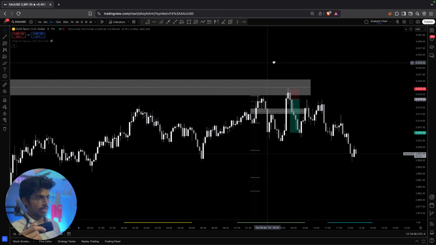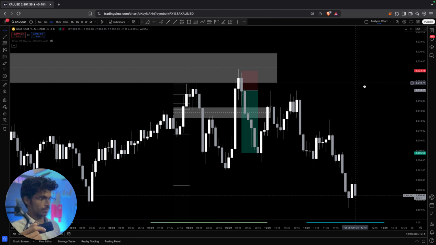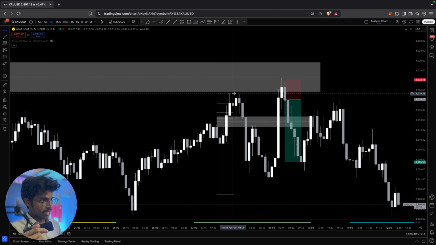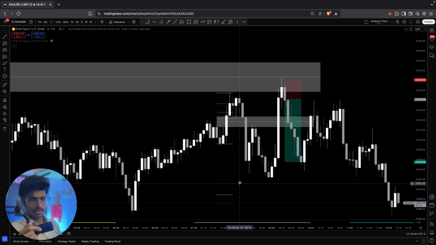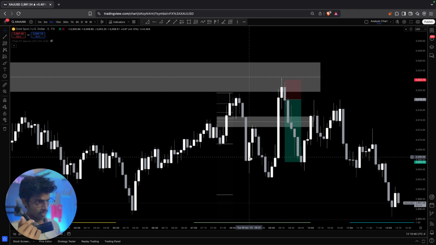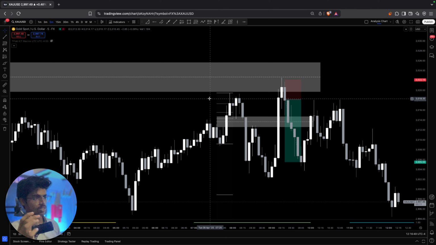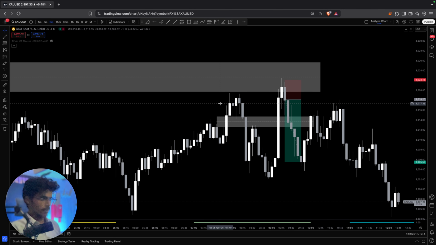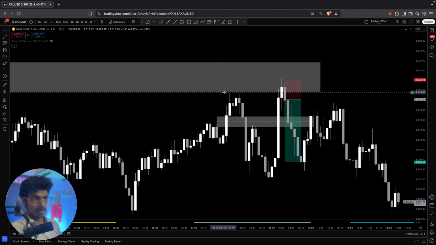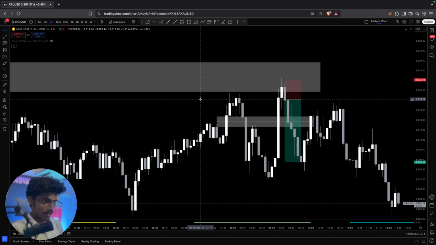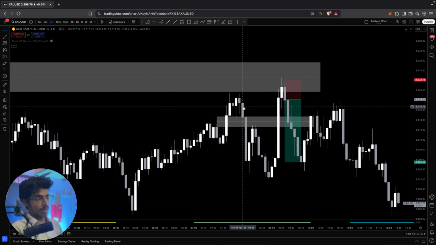We want to see some rejection, but can you see one thing? Even before the market came back to this point, it got a little rejection. Yes, it did. But there is one problem with this. Let me raise this thing. The market didn't touch this fair value gap. We want the market to touch the fair value gap, and even before touching it, it rejected. So it means this market is just trapping bears.